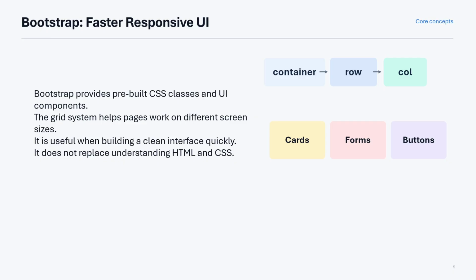Bootstrap is a tool built on top of CSS. It gives us ready-made classes and components. For example, Bootstrap gives us a grid system for rows and columns. It also gives us common components such as cards, buttons, forms, and navigation bars. Bootstrap also makes responsive design easier. We can change how a page looks on a phone, tablet, or desktop by using Bootstrap classes.